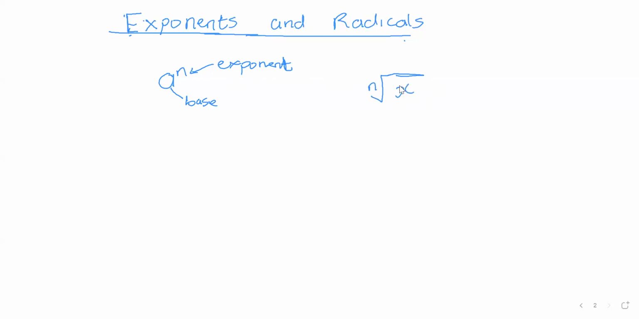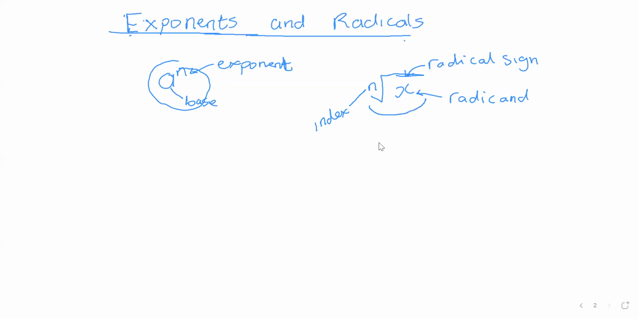While a radical is any expression of the form the nth root of x, where n is called the index of the radical, our symbol there is called the radical sign, and x is called the radicand. So any expression that takes this form is an exponent or an exponential expression, while any expression that takes this form is a radical expression.